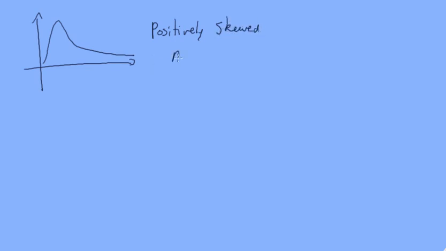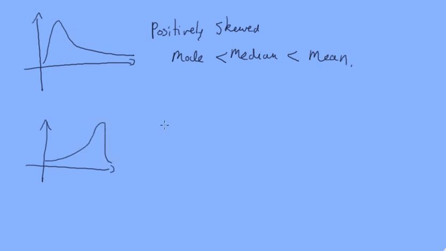And we would know that if the mode is less than the median, which is less than the mean. Now, if it was negatively skewed, we'd have the long tail in, and it would look something like that. So that's negatively skewed. We would have the mean less than the median, which is less than the mode. So the opposite way around. I hope that helps.